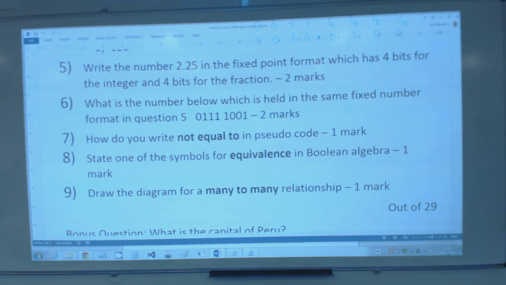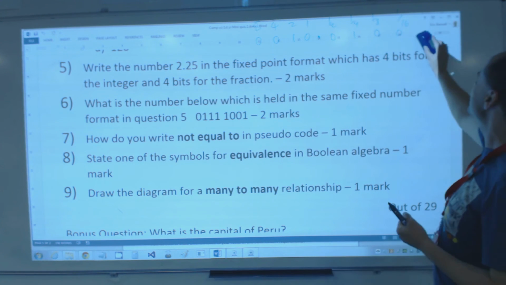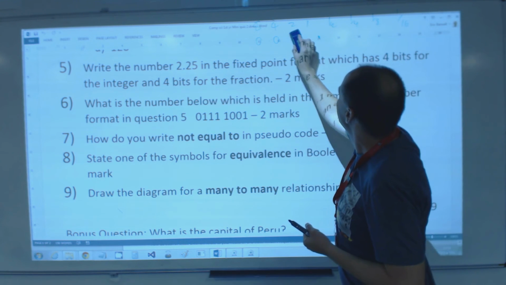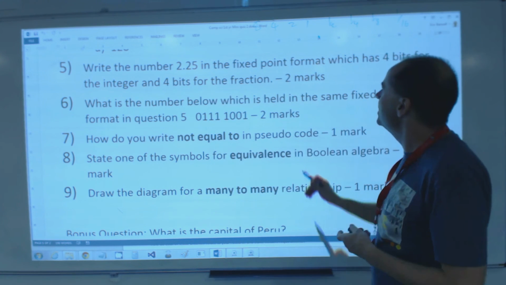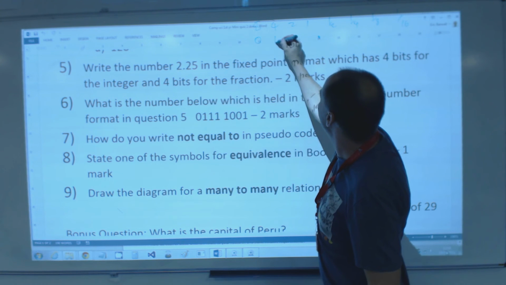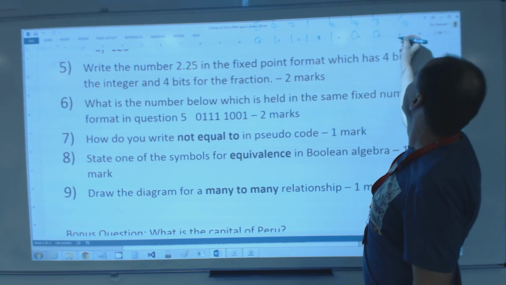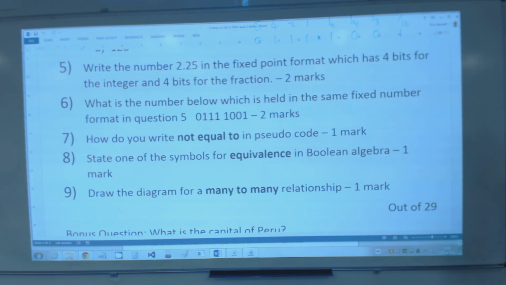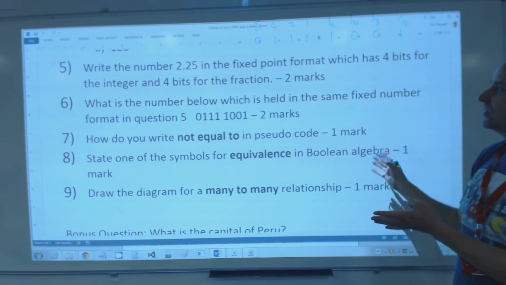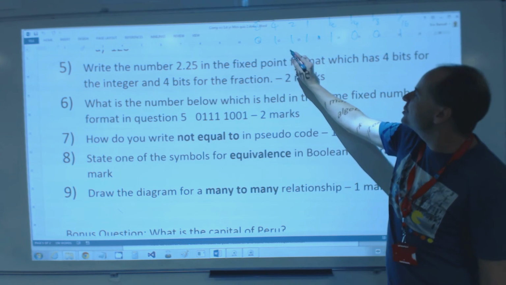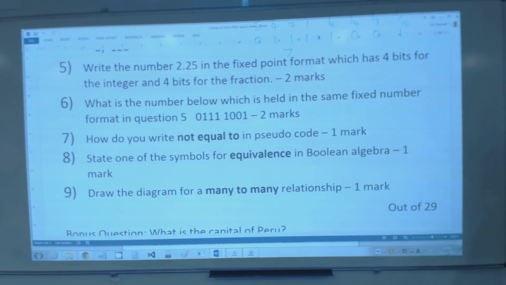Now, we then get a number that's in this format and we need to read it back. So let's just use those column headings and write down that number that's in the paper. So 0111 and 1001. So you get 2 marks again. So for getting the integer part as 7, you get a mark.